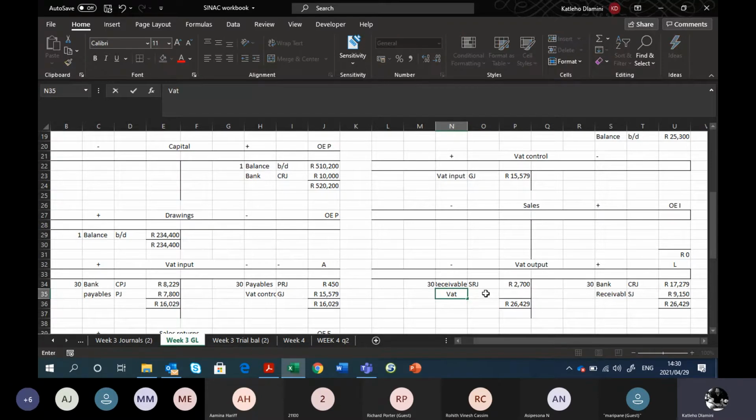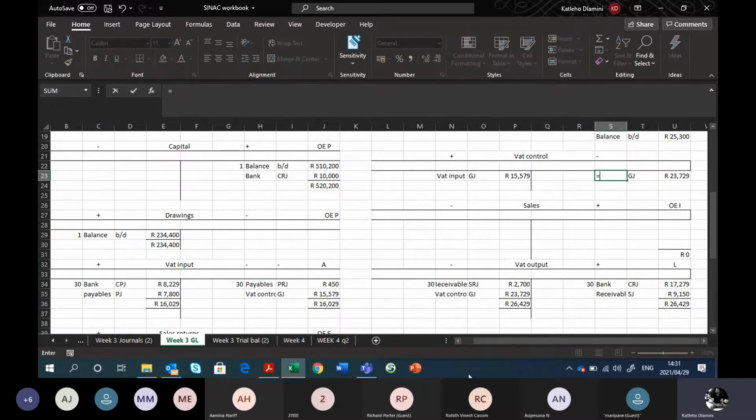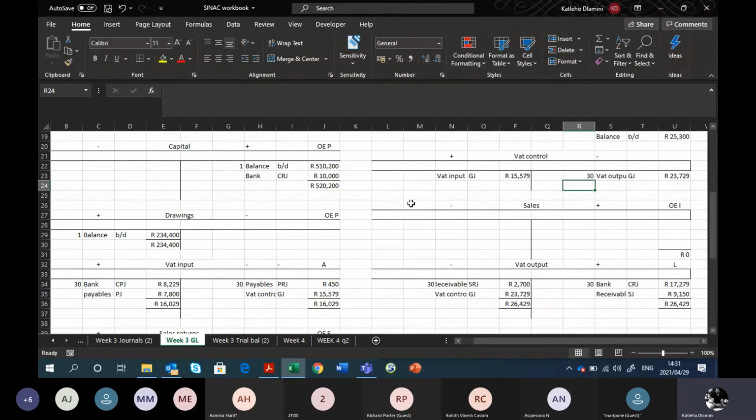Then I have my VAT control. TJ, the difference between this and that. We'll give it the 3,000. Take it to this side over here. So obviously your output VAT will always be the bigger amount. This is based on higher sales amounts versus the lower purchases or cost amounts. So then we're going to figure out the balance for your VAT control.